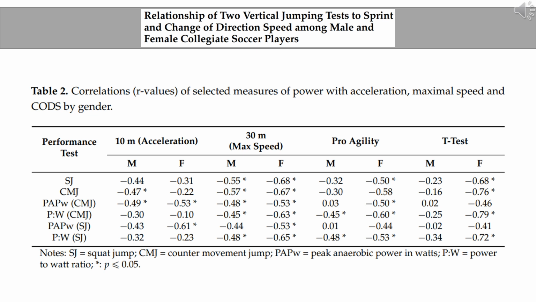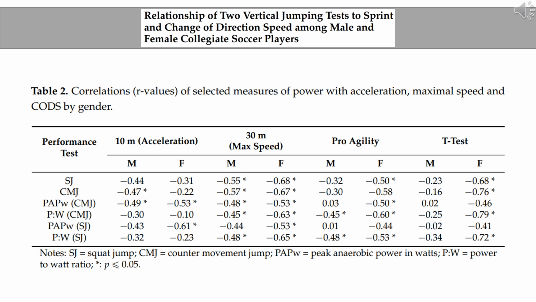However, when we start looking at the relationships between these jump tests and maximal speed or top speed, we not only get much more consistent correlations, but actually they're also a little bit higher as well. So they range from -0.45, but they go up to -0.68. So the magnitude of these correlations is a little bit higher.